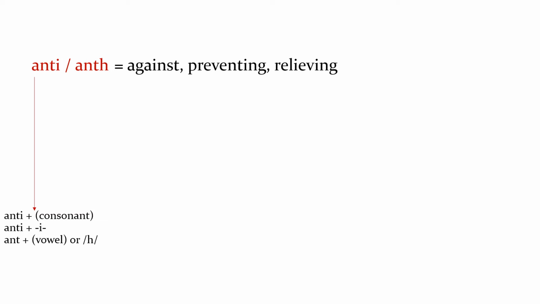And you might be wondering, well, why all these combinations? We do this in English as well. There are some times that we use the letter a as an article, like a boy or a toy, but we'll say an umbrella or an ice cream cone. Okay, so it's just something that's used to facilitate pronunciation. And anti, you may already know, is against or preventing or relieving.